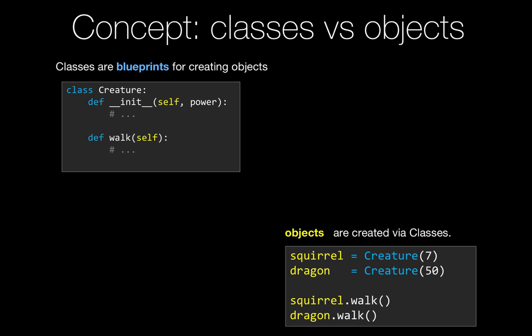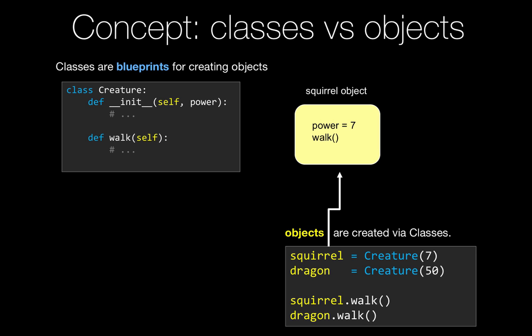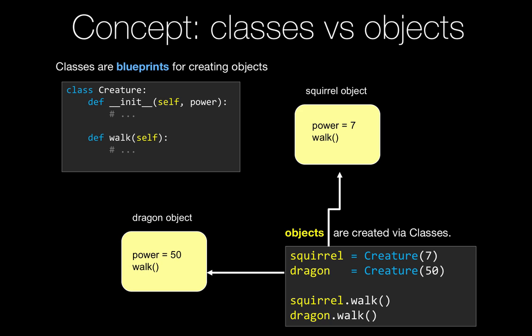And objects are created via classes, but they each have their own pointer in memory, and that points to their own data. So this squirrel object has its own power variable, and its power is 7. Now it actually gets the implementation of walk from the blueprint, but we can call walk on the squirrel, and we'll work with its data, its power of 7, and so on. The dragon has another pointer somewhere else in memory, and it has its own copy of power. So if we change the dragon's power, obviously it's unrelated to the squirrel.